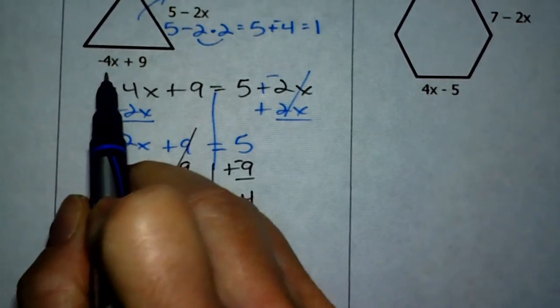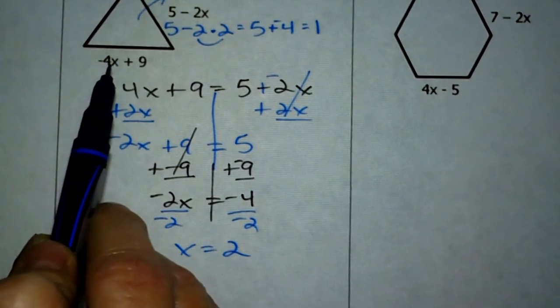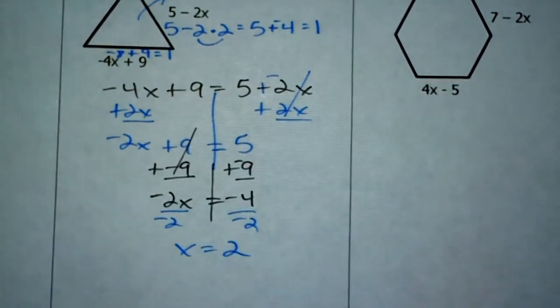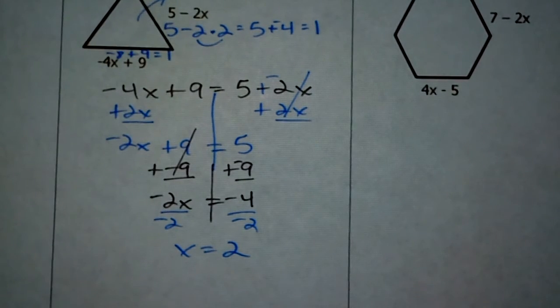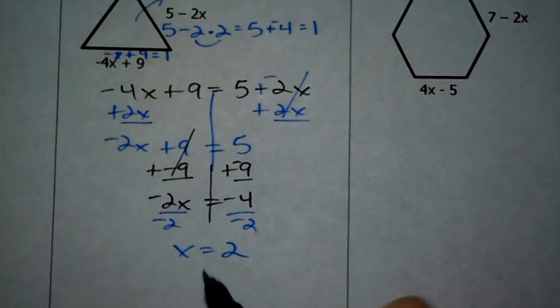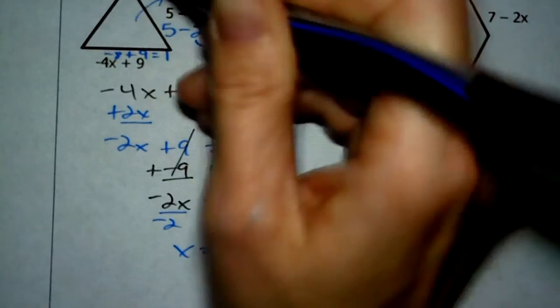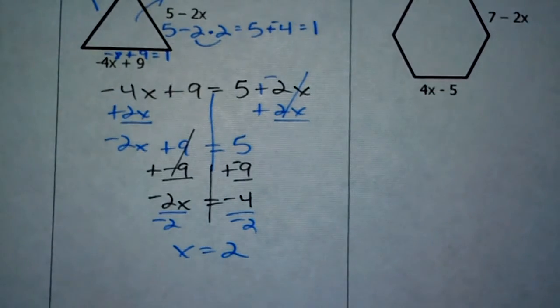If you would have chosen this expression, you would have had negative 4 times 2, which is negative 8, and negative 8 plus 9, you guessed it, is also 1. So because those are equivalent, it doesn't matter which one you plug the value of x into, they're both going to give you the same. So if x equals 2, that means this side length equals 1, this side length equals 1, and you can guess that this side length also equals 1 because it's a regular polygon.